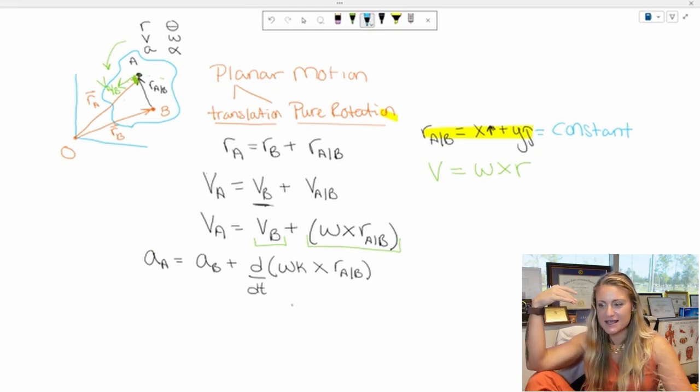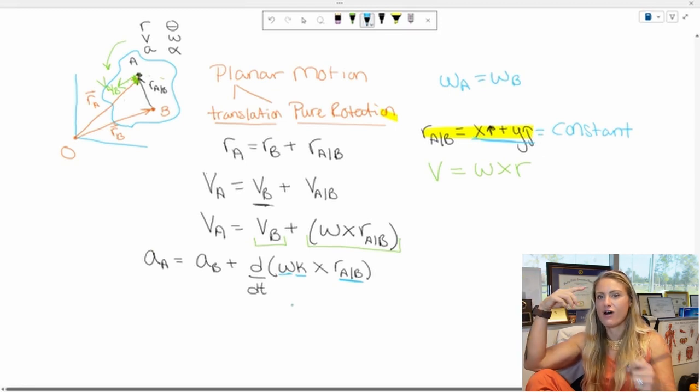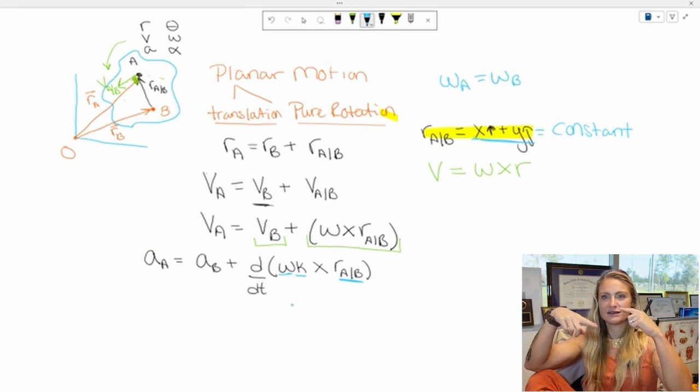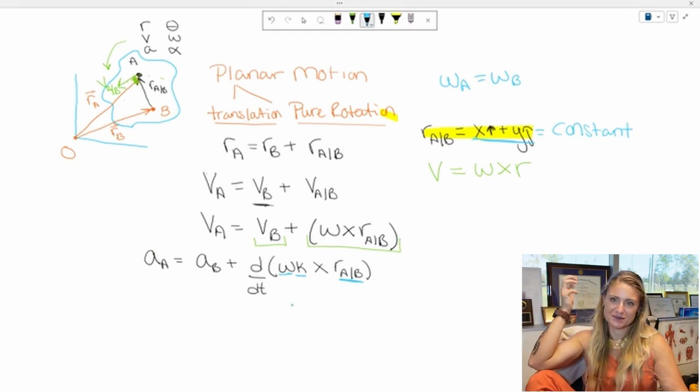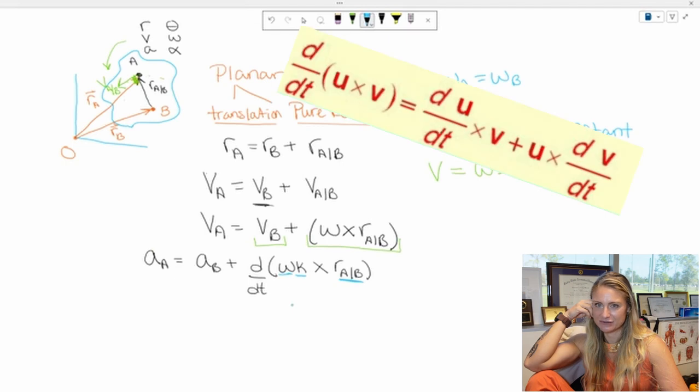We can't do the product rule because this is a constant. And we just said that the RAB right here was a constant. And omega, in a rigid body, omega A has to equal omega B. By definition, in a rigid body, all the particles rotate about a fixed axis at the same rate, so they have to be equal to each other. So really here, we're not using a product rule. All we're doing is saying, what is the definition of taking a derivative of a cross product?